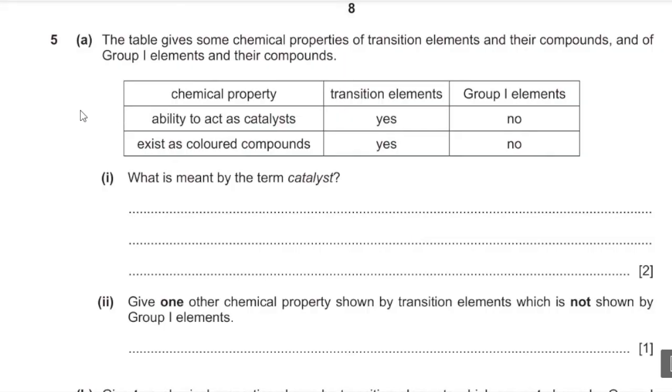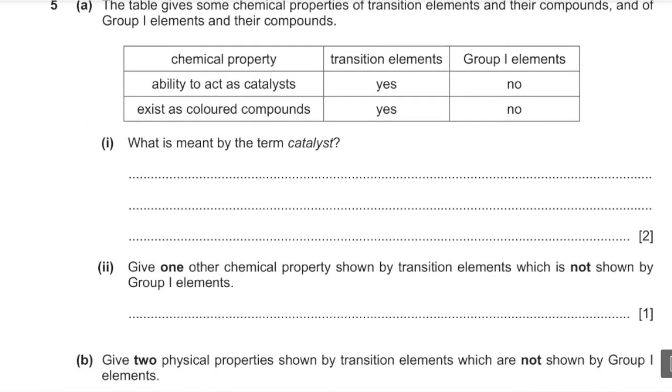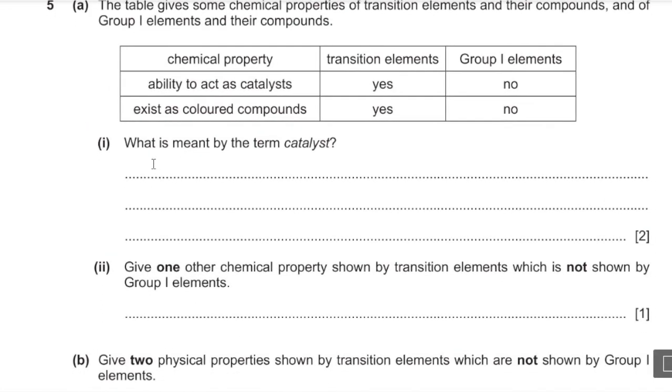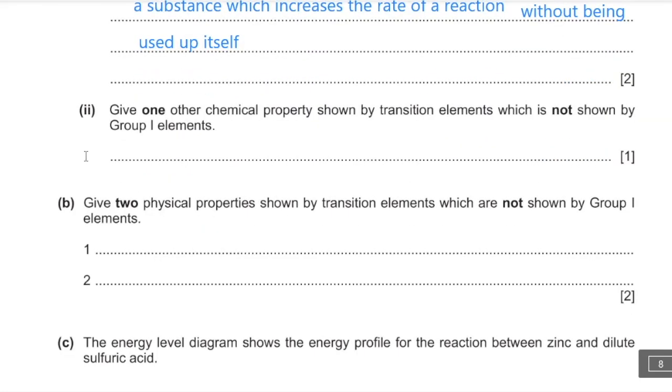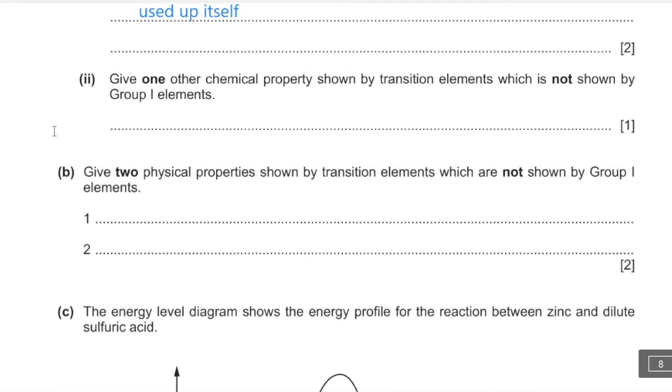5a. The table gives some chemical properties of transition elements and their compounds, and of group 1 elements and their compounds. 1. What is meant by the term catalyst? Alright, so we are supposed to be writing the definition of catalyst, which is to give one other chemical property shown by transition elements which is not shown by the group 1 elements.